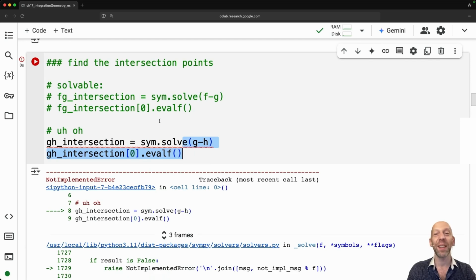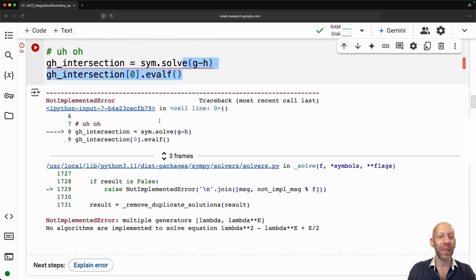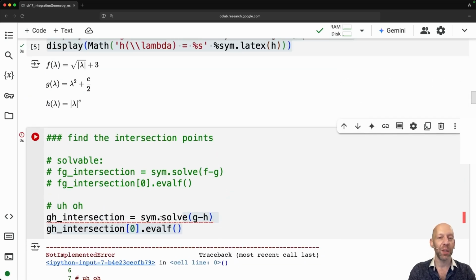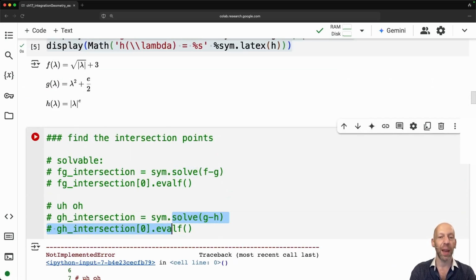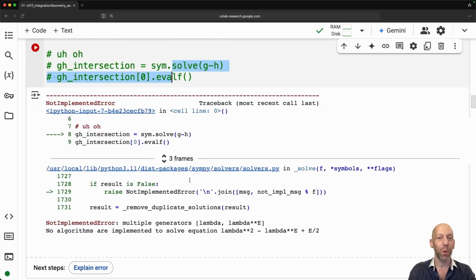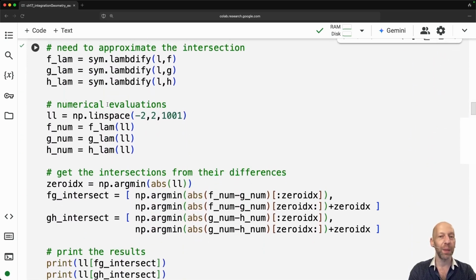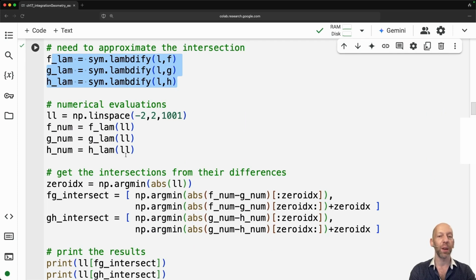Oh, okay, so we didn't have to wait very long, but we did get an error. It basically says no algorithms are implemented to solve this equation. So SymPy is just not able to solve this equation analytically. No problem. We are going to solve this empirically. The way that I do this is by first lambdifying these functions. This is useful for finding the intersection points, and it's also going to be useful for visualizing these functions.